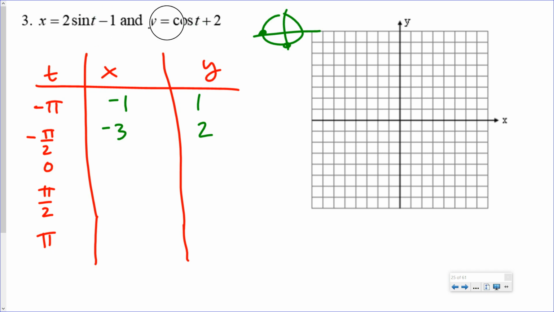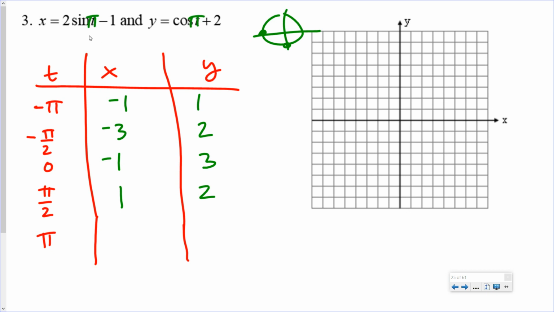All right, let's do the same thing. Let's plug in zeros now. This would be a 0. This will be a 0. x here is going to be negative 1 when I plug in 0. y here is going to be 3. Let me try for pi over 2. Pi over 2, pi over 2. Sine of pi over 2, I believe, is 1. Right, so this is going to be 2 minus 1, which is 1. Cosine of pi over 2 is 0. This will be 2.